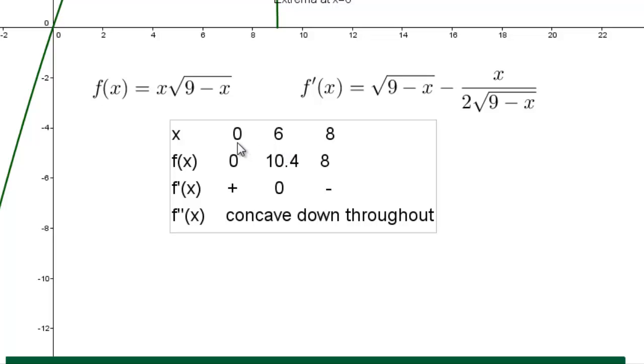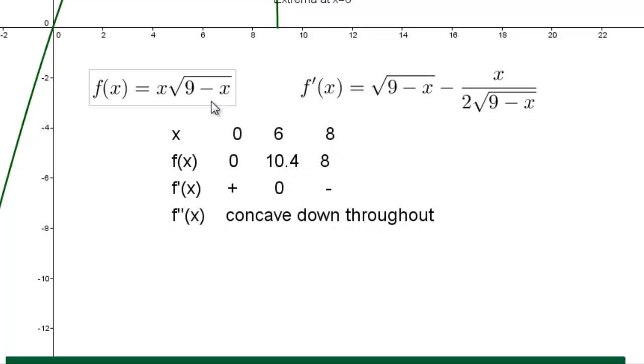I'm going to look at x equals 0 and x equals 8 because they're easy to plug in here and find the values for. At x equals 0, the function is 0. At x equals 6, put in a 6, the function is 10.4. We're going to find out whether it's a maximum or a minimum, but it looks like a maximum just from this.